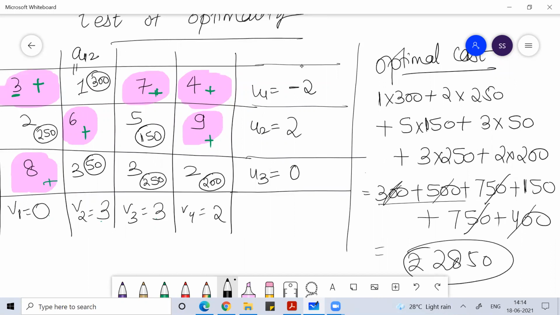Any doubt, anyone? Any doubts, Srinivas?